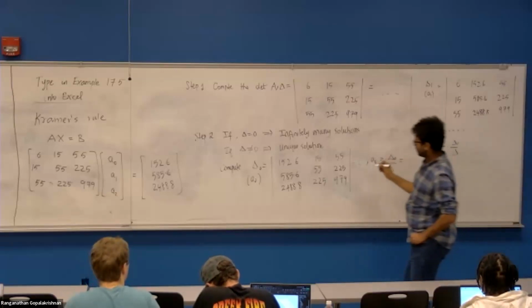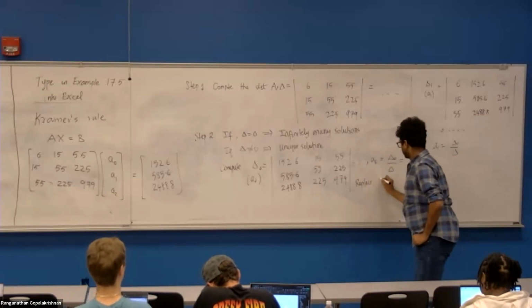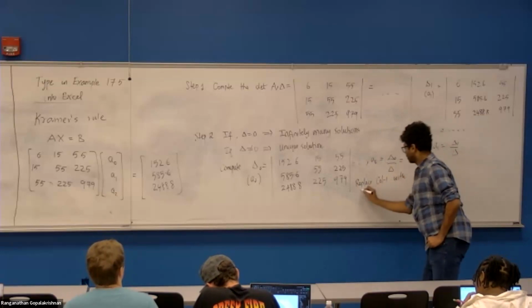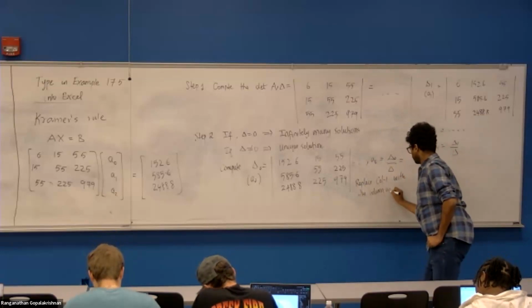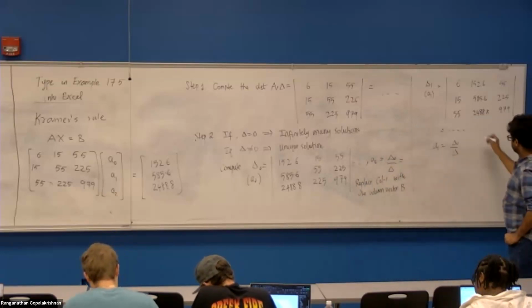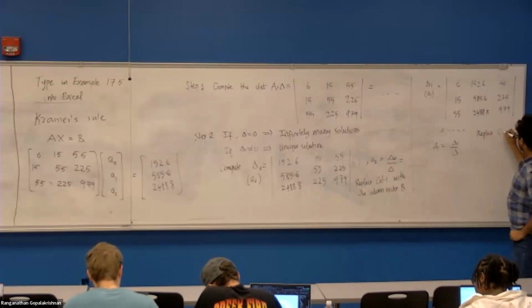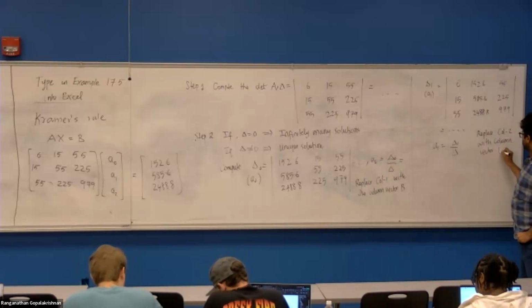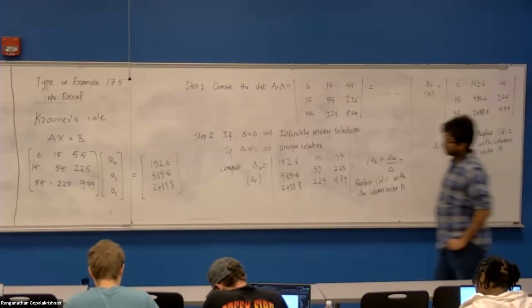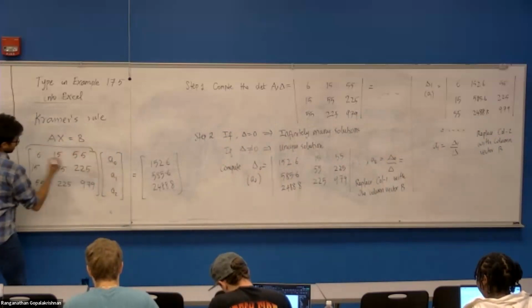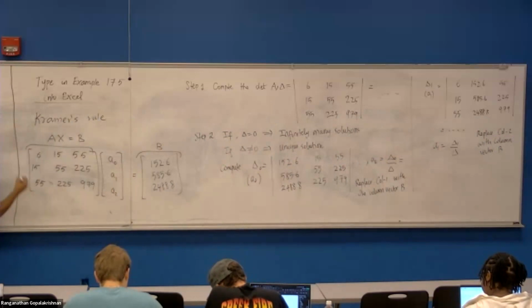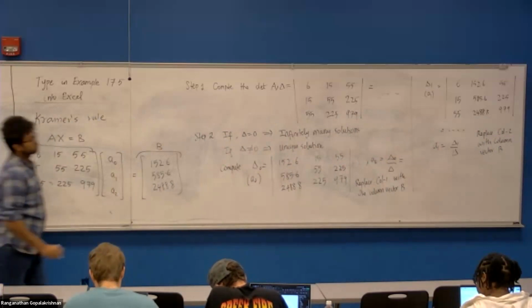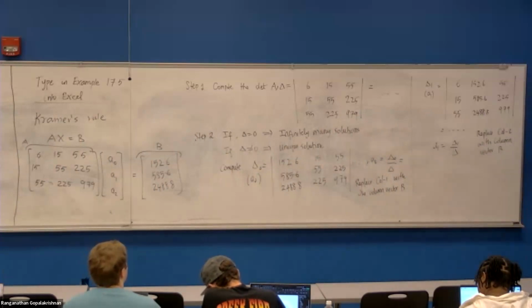So I'll write it out here. Replace column 1 with the column vector B. Here, replace column 2 with column vector B. If you're confused, this is A and this is B. And you can see where this is going.